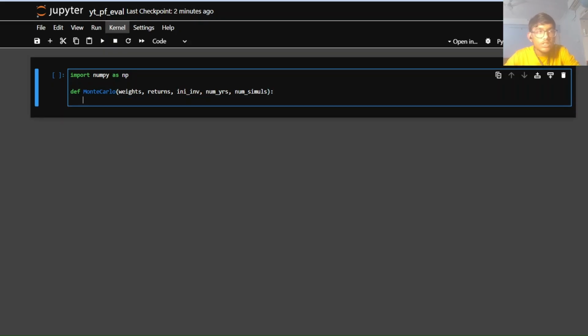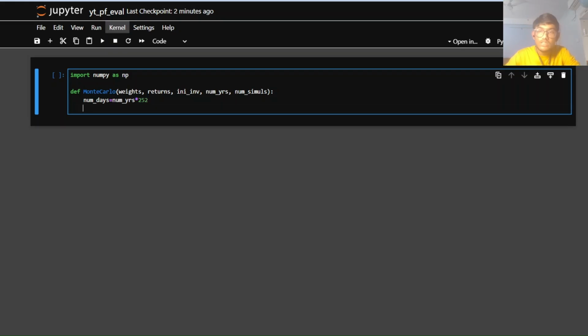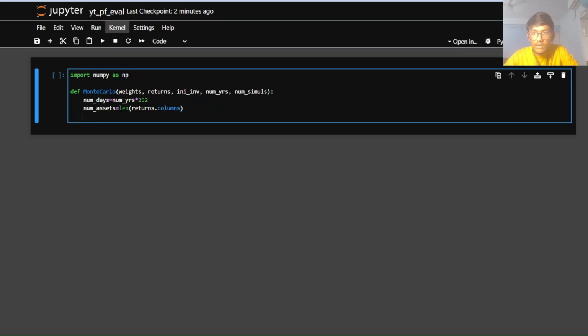Then we can proceed by just simply figuring out what the number of days would be. It would simply be number of years times 252. We'll multiply by 252 because we usually consider there to be 252 trading days in a year. And we'll also figure out what the number of assets would be. The number of assets would simply be the columns in our returns matrix. So the length of returns dot columns, right?